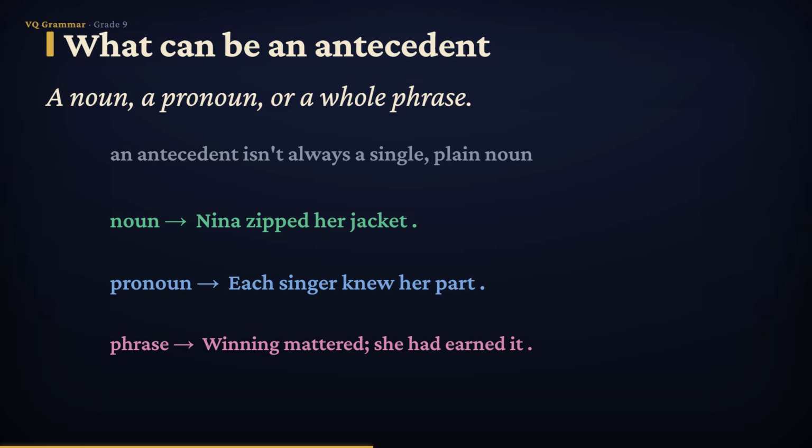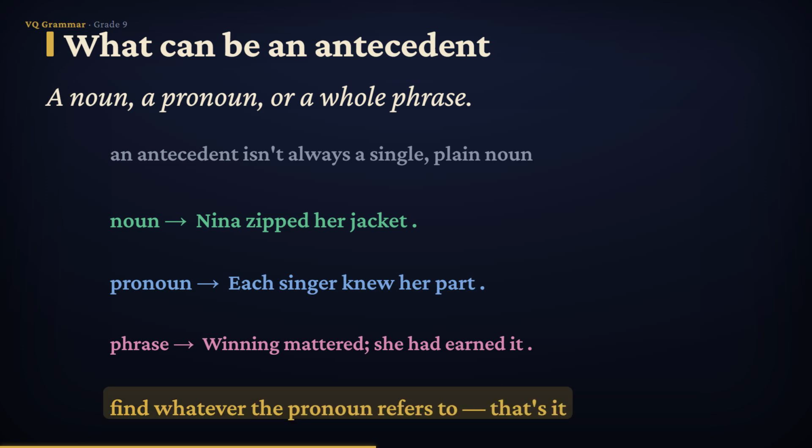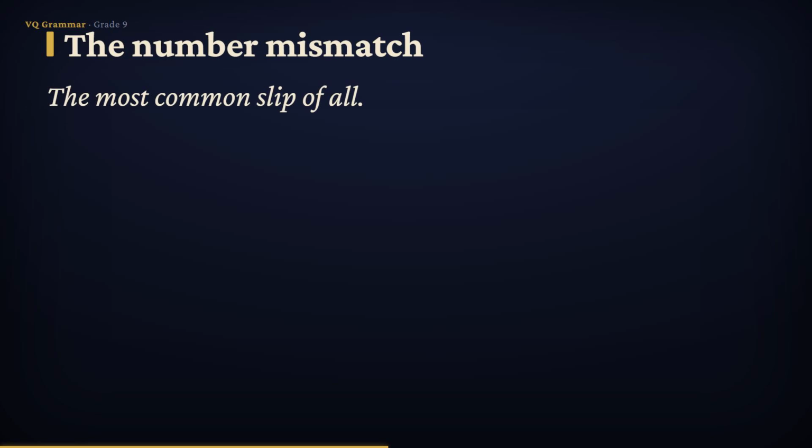So don't just hunt for a name. Find whatever the pronoun truly refers to. That thing, whatever shape it takes, is the antecedent. Now the mistake to watch for, and it's the most common one in all of English. It happens when the antecedent is plural, but the pronoun sneaks in singular, or the other way around.